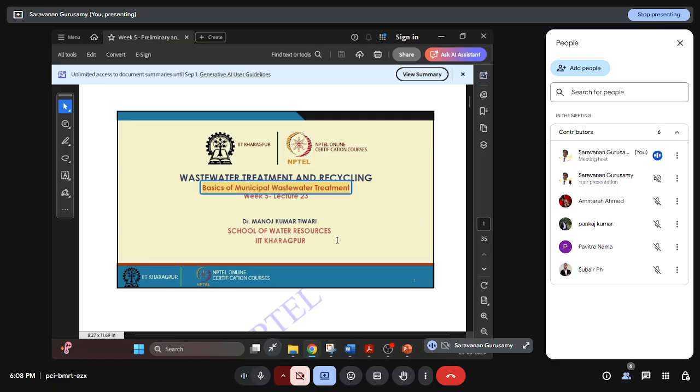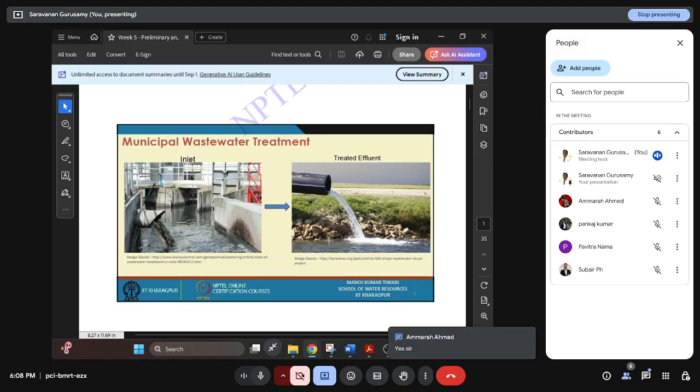This week we are going to see the basics of municipal wastewater treatment. What is the purpose of our wastewater treatment? As we have discussed from the first week onwards, the inlet contains lots of wastewater parameters, like pH, color, turbidity, alkalinity, metals, organics like BOD, COD, and nutrients. Everything will come in this wastewater as inlet. After treatment we have to discharge as per the effluent discharge standards.